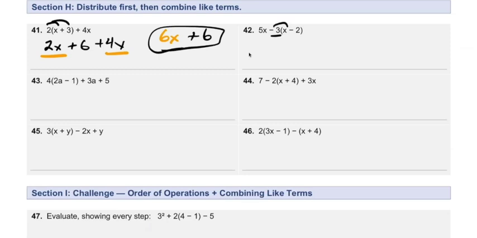I'm going to distribute that negative 3 to both of them. So the 5x stays. Negative 3 times x is negative 3x. Negative 3 times negative 2 is positive 6. Then just add up like terms. I get 2x plus 6.